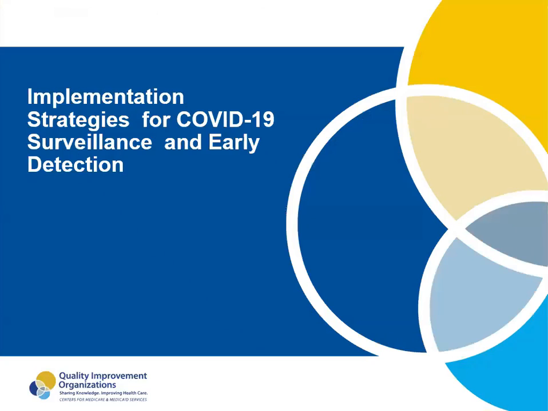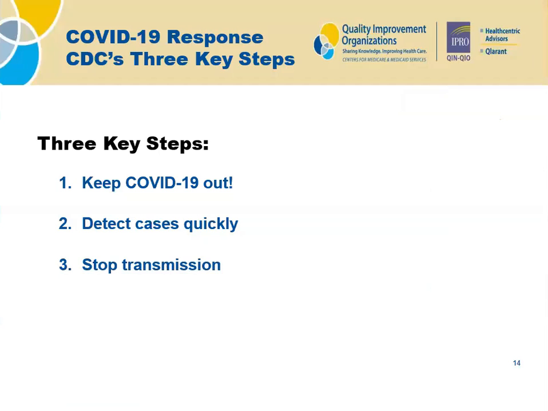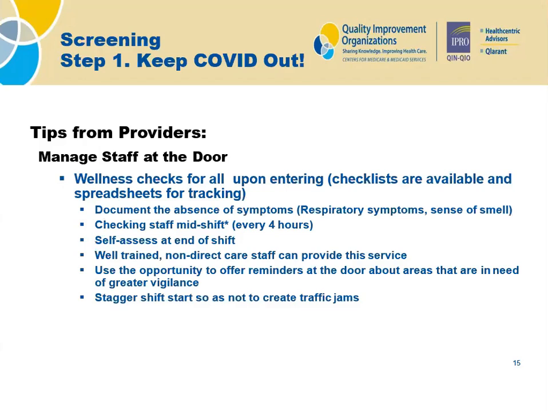Unfortunately, IPRO couldn't be on the call today, so I've been asked to do their presentation around strategies for COVID-19 surveillance, as well as early detection. Next slide. And their approach really covers the CDC's 3 key steps, and that's keeping COVID out. The easiest way to control an infection is to prevent it from ever happening. We want to detect cases quickly, and there's a test-based strategy as well as a symptom-based strategy. And then ultimately our goal with all the strategies I'm going to talk about today, as well as my colleagues on the line, is to stop the transmission of COVID. Next slide.